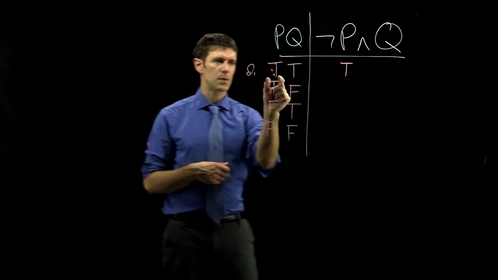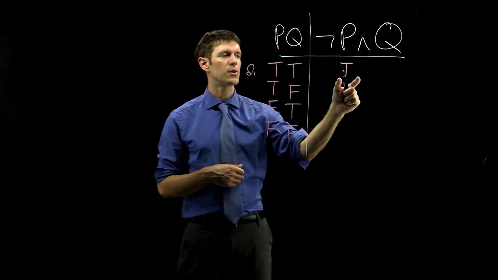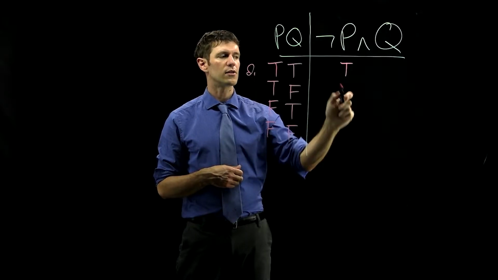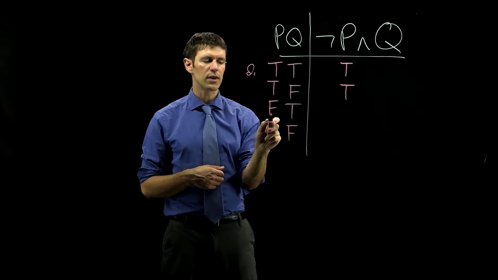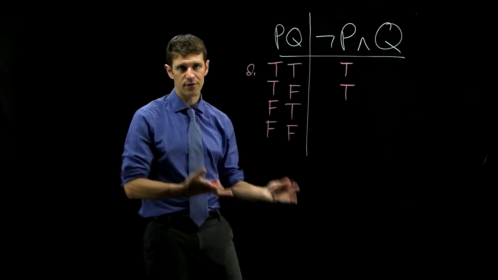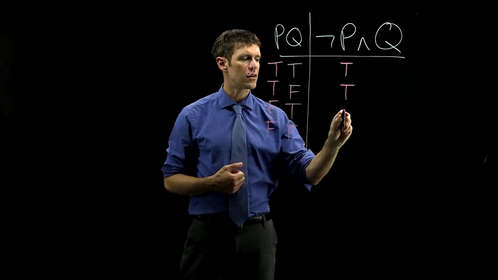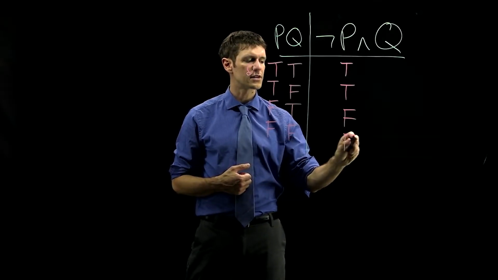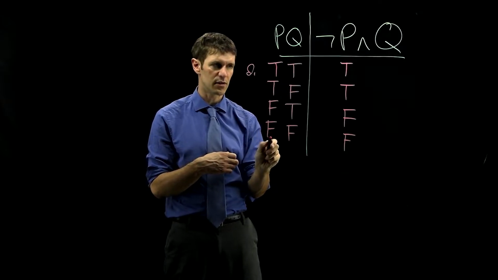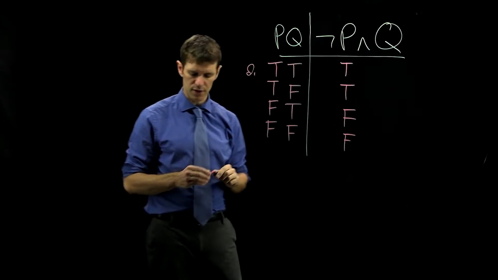So we see that P is true at row 1, and so we want to write true over here under the formula. We want to do the same thing for row 2. When we get to row 3, we see that P is false there. So let me write false. And at row 4, P is false. So I'm going to write false again. I'm just taking this information under P and writing it under P in the formula.